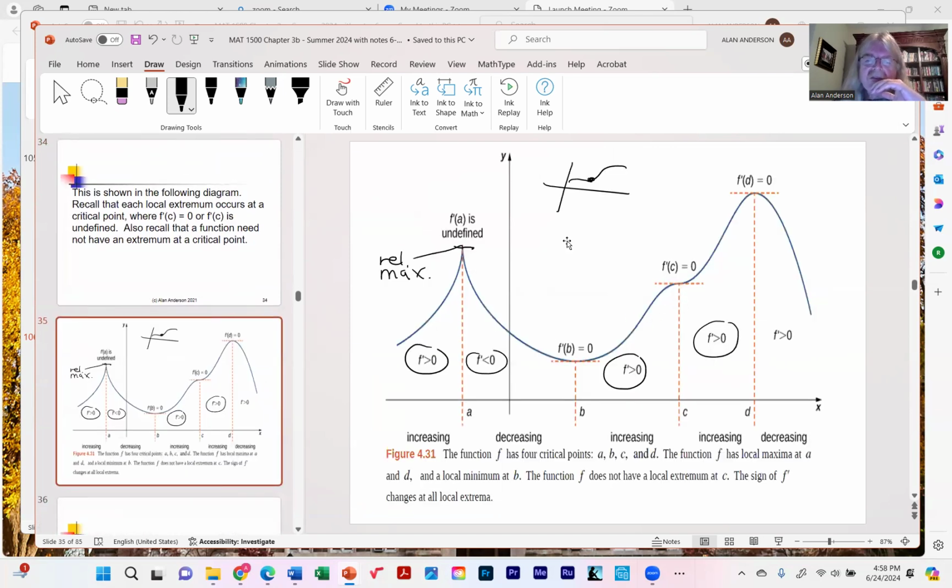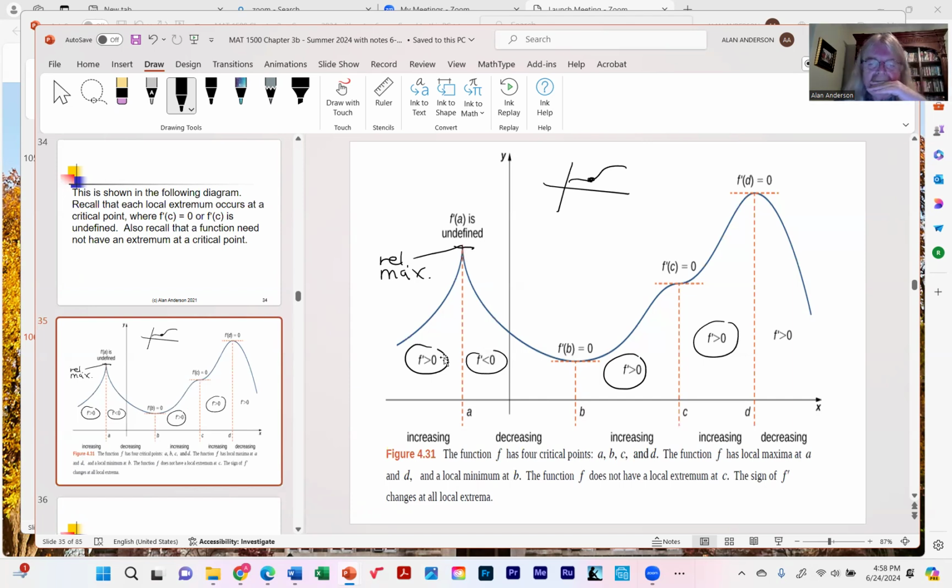Oh my God. Now look at this function. Can you imagine what the actual equation looks like? So you got all these regions with all these different things taking place. You got four critical points, and three of them, the tangent is flat. In this first case over here, the derivative is undefined.